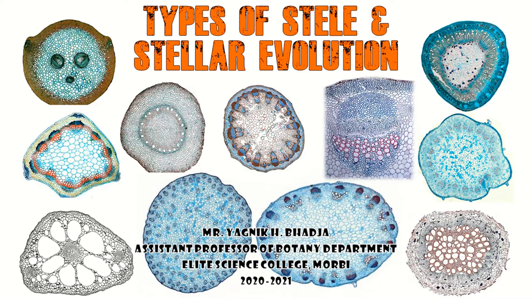And protostele has five other subtypes of the stele: haplostele, actinostele, plectostele, mixed protostele, and the last is mixed protostele with pith. Here haplostele is the very primitive type of the stele, and mixed protostele with pith is the advanced type of the protostele, right?